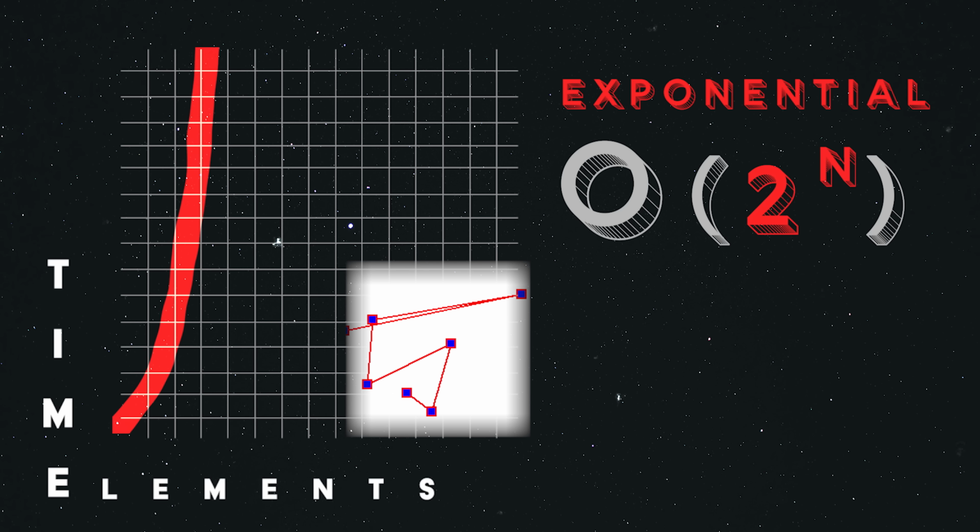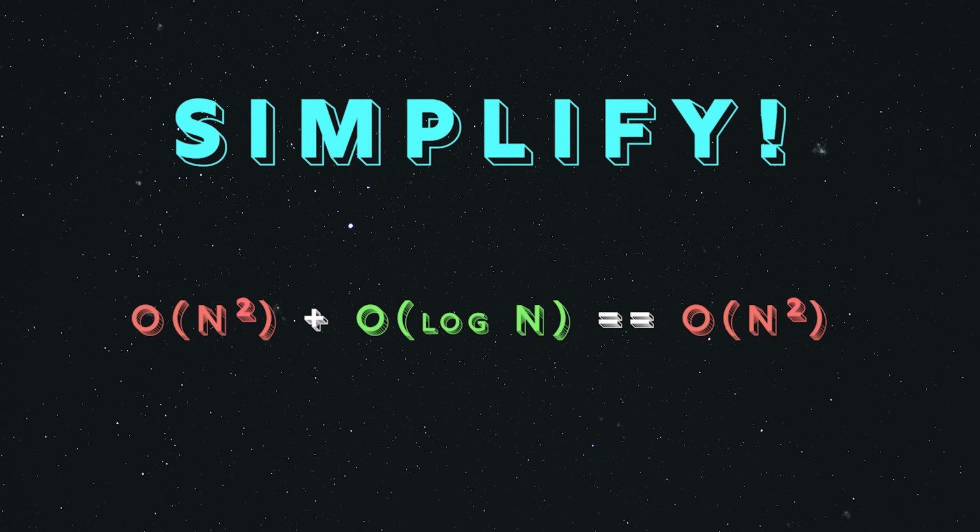Some algorithms may have multiple different growth rates of complexity. Always simplify your notation down to the fastest growing, worst case scenario. This has been Big O notation in 100 seconds.